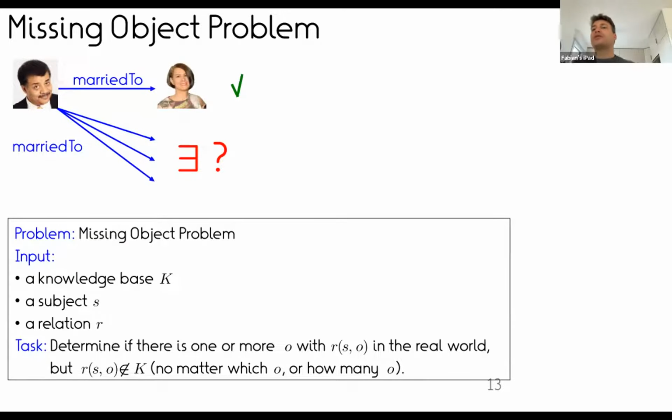So for now, this missing object problem is not concerned with figuring out who these objects are, nor how many there are. We just want to know, are there any that we're missing out on? That's the missing object problem. And there are several heuristics that we can use to solve this problem, to actually guess whether we are incomplete, whether we are missing something.